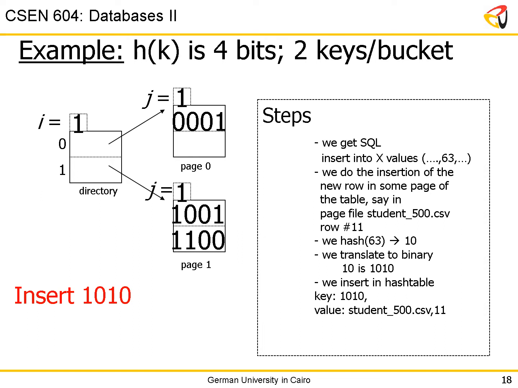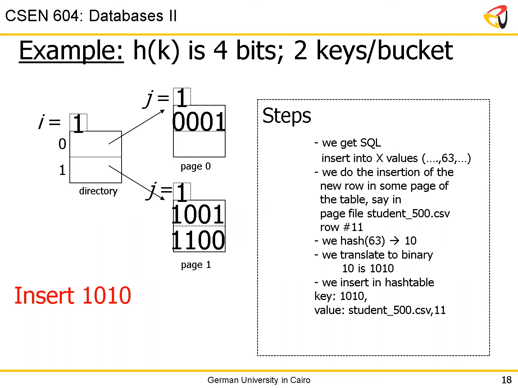Now let's try to understand the logic. How will this work? We have what we are trying to insert, which is 1010. We go to the directory first. We always go to the directory first. And we look up the I. The I size is 1. 1 means we're going to differentiate between the entries according to the leftmost bit.